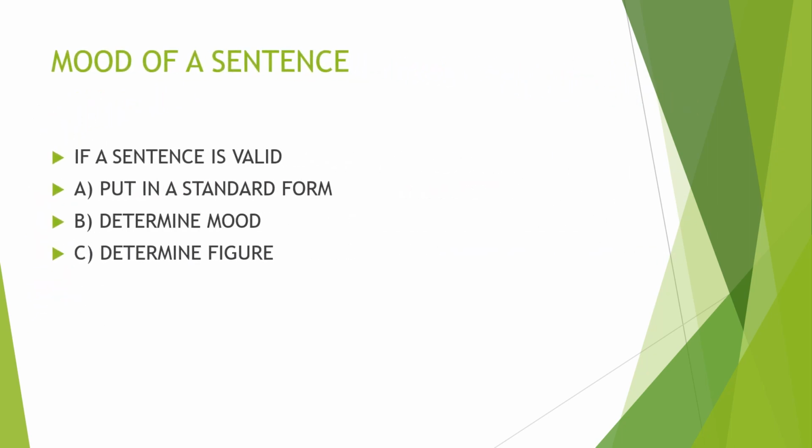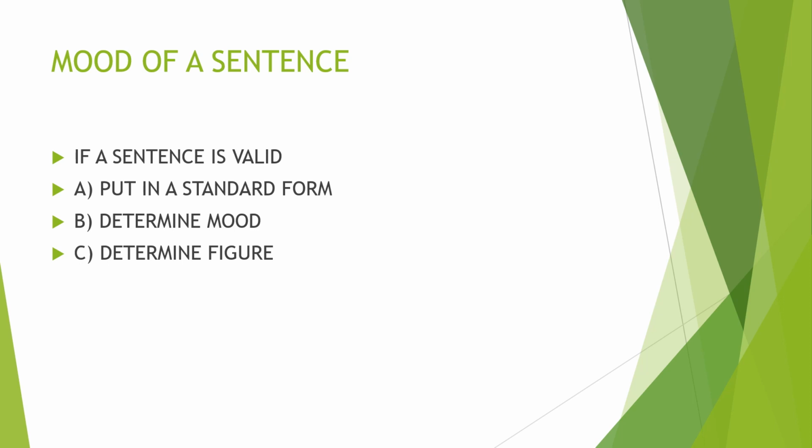Next is what is the mood of a sentence. This is asked in the question paper a lot of times. So how to find the mood of a sentence? First, you have to find whether the sentence is valid or not. I have given you how to find the validity. That is, the predicate of premise one should be the predicate of the conclusion, and the subject of premise two should be the subject of the conclusion.